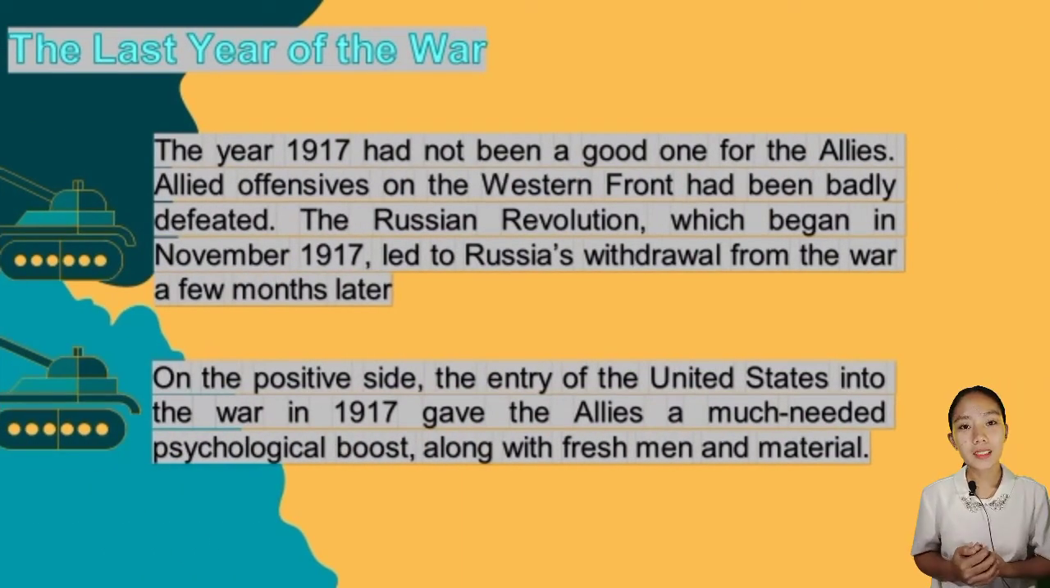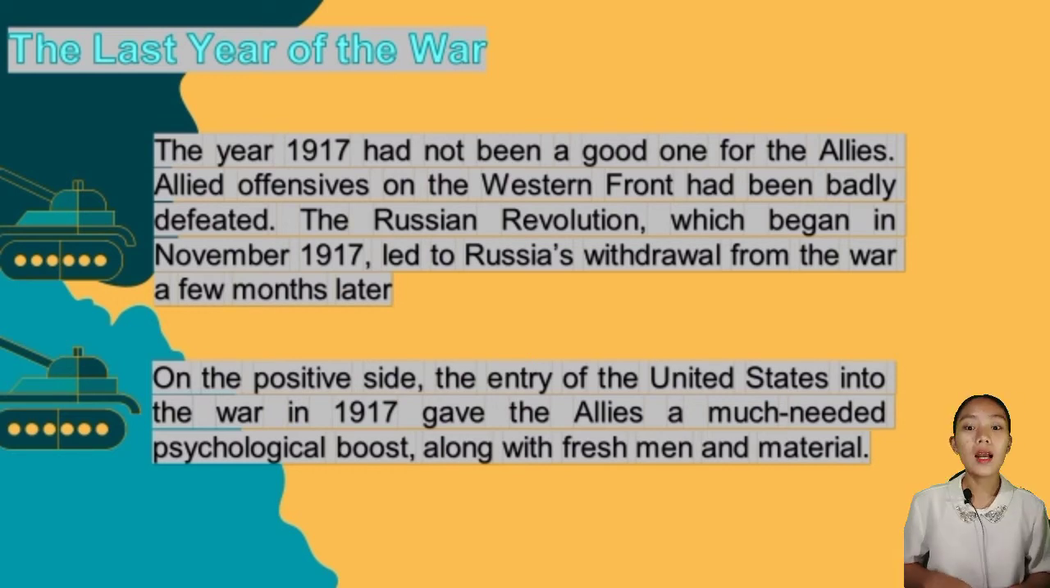So we will now tackle the last year of the war. The year 1917 had not been a good one for the Allies. The Allied offensives on the Western Front had been badly defeated. The Russian Revolution, which began in November 1917, led to Russia's withdrawal from the war a few months later. The cause of the Central Powers looked favorable, although war weariness was beginning to take its toll.